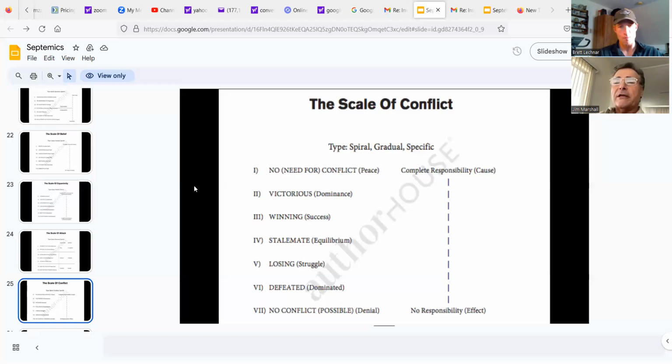And level 3 is winning. Winning is success. That's what winning means, being a success in whatever context this is. And level 2 is victorious. So you have already won. That's dominance. And when I say dominance there, I don't mean being a bully. I just mean dominant the way the Beatles were dominant in the pop music world in the 60s. They were clearly the dominant act.